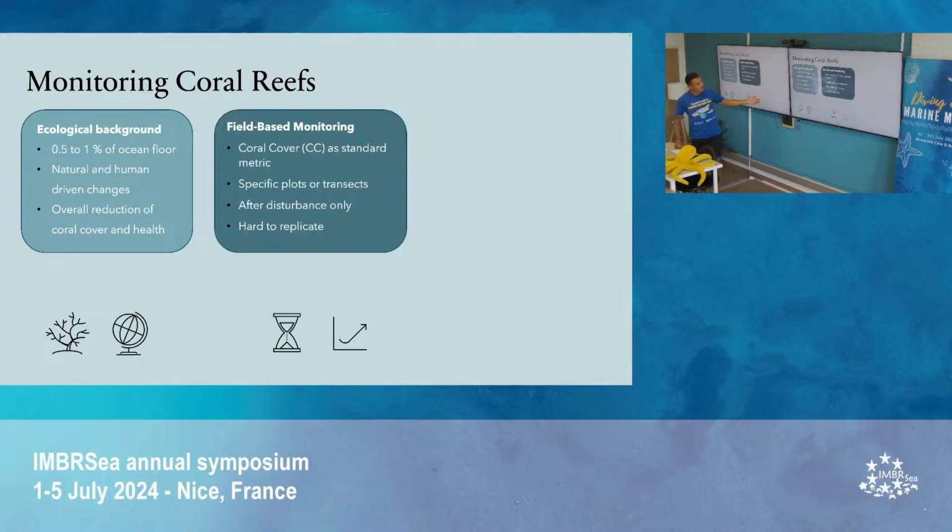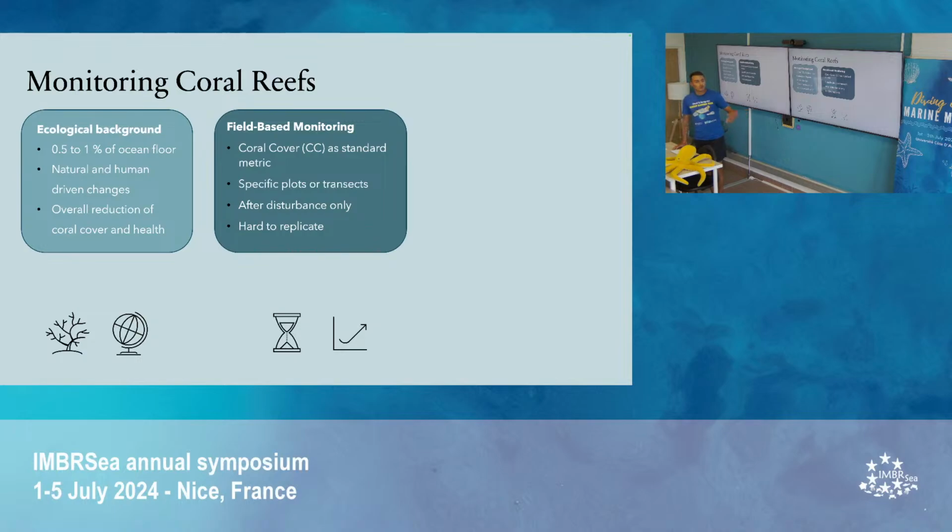So traditionally, we monitor these changes using field-based methods, which essentially means looking at coral cover as a standard metric. But this only looks at particular plots and transects in a reef, so you don't really get the picture of the entire reef. This is also limited by the accessibility of the habitat, because not all habitat is equally accessible and not all reefs are equally accessible.